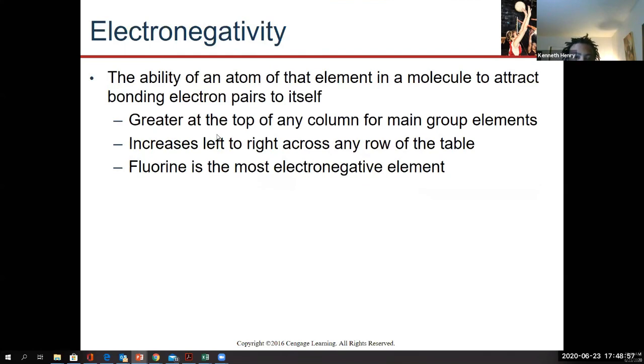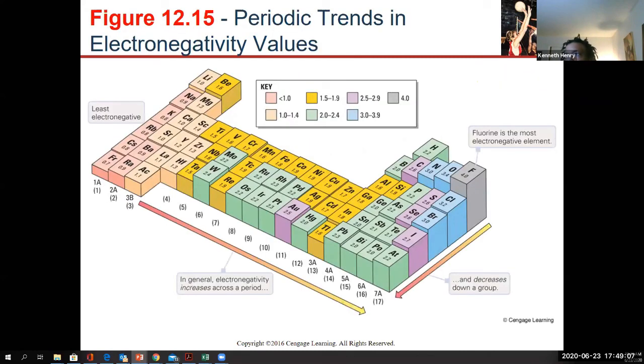Okay, so this basically tells you the schematic, and I'm just going to show you the figure so you can see it a lot better. You can go back to it in the text. As we go from left to right, our electronegativity increases. As we go from top to bottom, our electronegativity decreases.